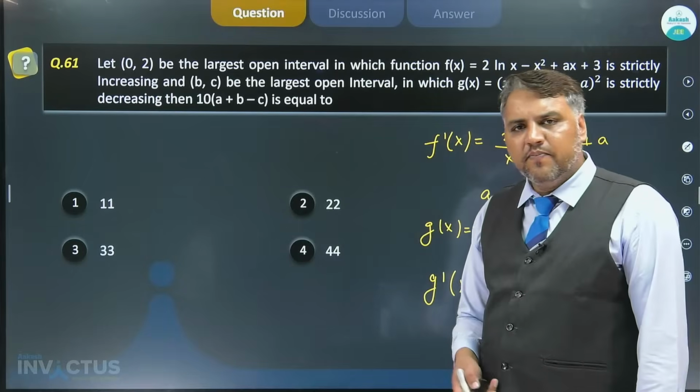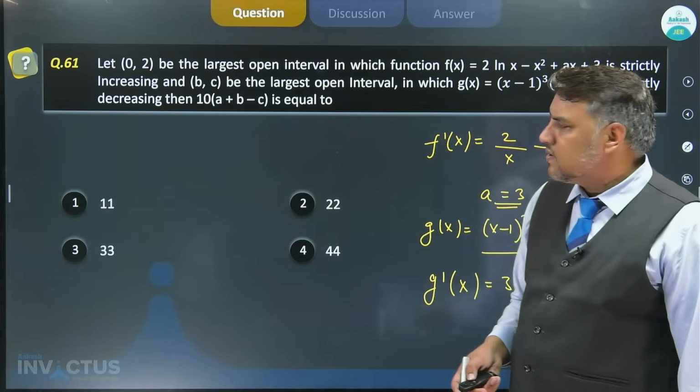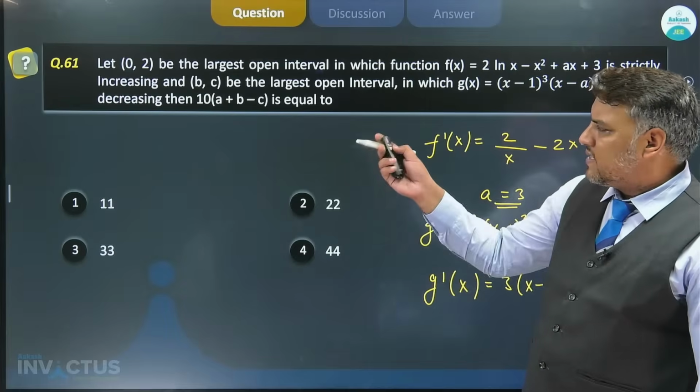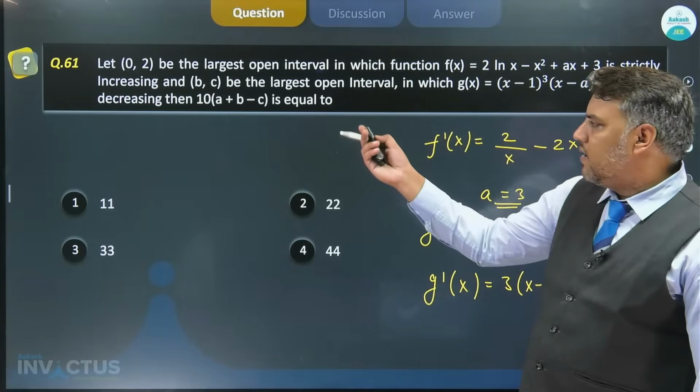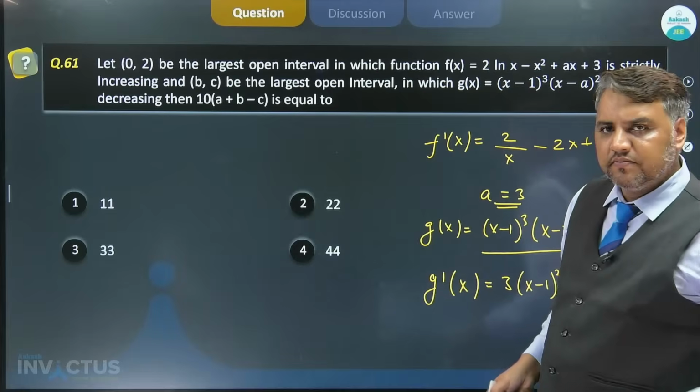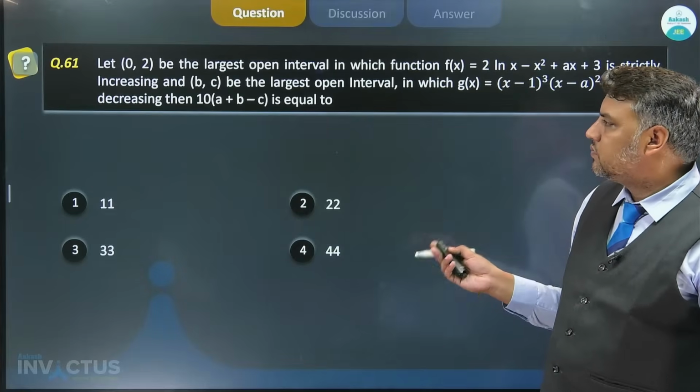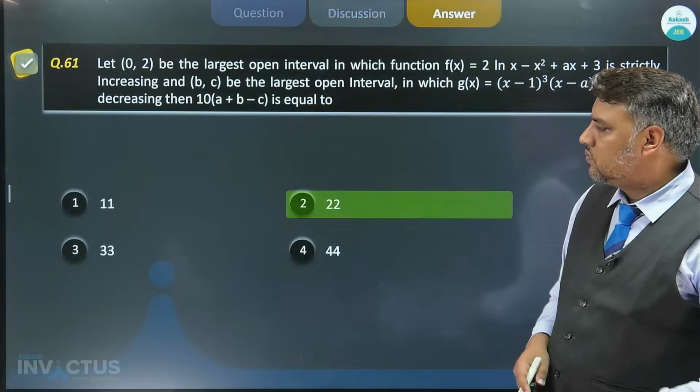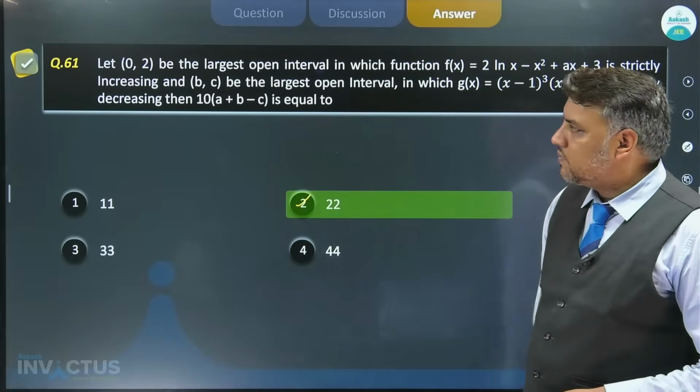I think it is 22, 22 is the answer. A is 3, C is also 3 I think, and B is 11 by 5. So 22 is the answer. Okay.